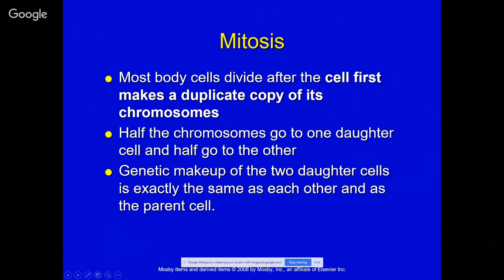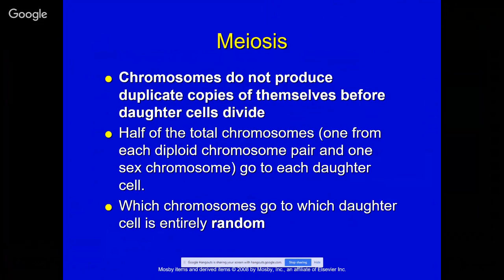Mitosis is the way that most body cells divide after the cell first makes a duplicate copy of its chromosomes. So it makes a duplicate copy, and then half the chromosomes go to one daughter cell and half go to the other. The genetic makeup of the 2 daughter cells is exactly the same as each other and as the parent cell. So it makes a copy of itself and sends half of that copy to one daughter and half of the copy to the other daughter. Meiosis is when the chromosomes do not first produce a duplicate copy of themselves before the daughter cells divide.